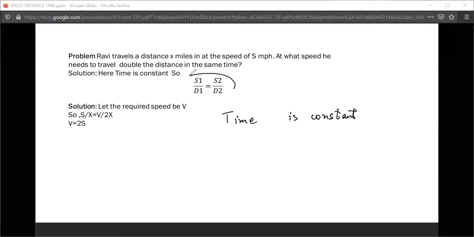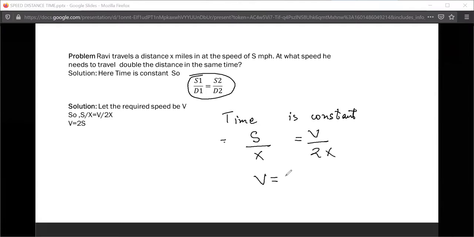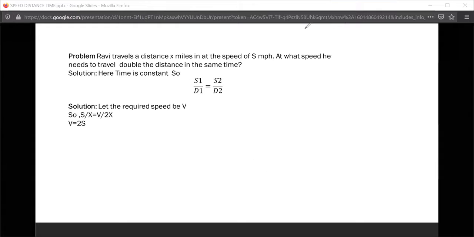So this relationship holds, and for this relationship, the initial speed is s, and the distance traveled, let it be x, and the final speed is v, and it says that the distance is double, so it is 2 times x. From here you can see that the velocity required will be twice the speed. This is the required speed, mph. Let's move to the next problem.